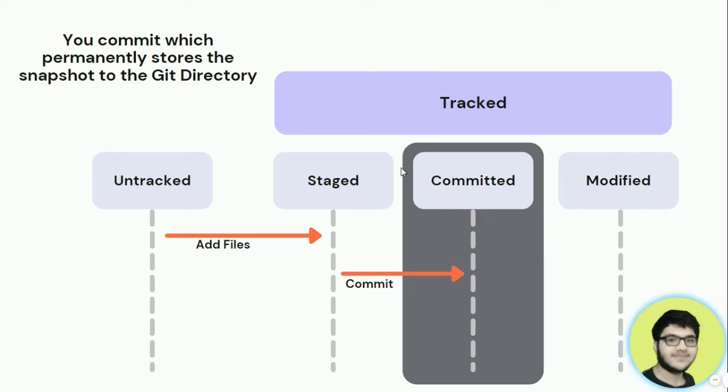So make useful commits, right? If you are making vague commits, obviously it will be very difficult for you later when you actually need the history. So now that you have committed, it means permanently storing the snapshot to the Git directory. Okay, now we have understood what committed is. So committed is basically permanently storing the snapshot to the Git directory.